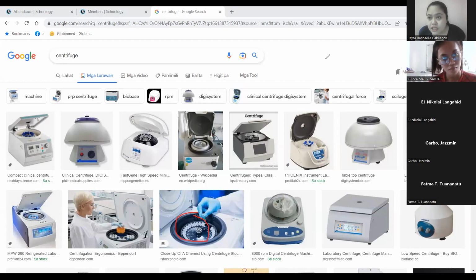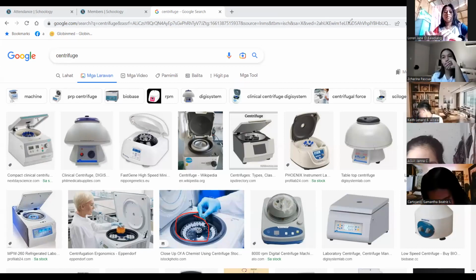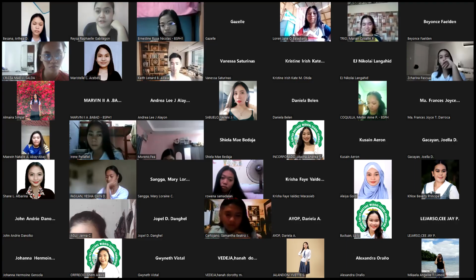We use centrifuge in many laboratory procedures, but most of the time, we see the centrifuge sa school, sa medtech lab. Kasi yung mga medtech mostly ang gumagamit nito, especially if they want to separate the serum from the whole blood. So pag nag-extract sila ng dugo, nilalagay nila sa test tube and pinapaikot nila dyan sa centrifuge. That's how they separate the serum again from the whole blood. I hope that is clear. You have questions?